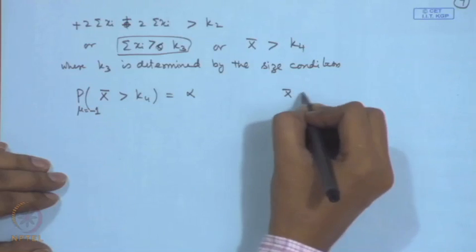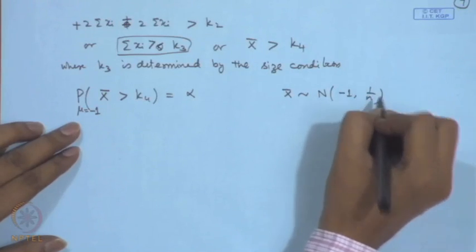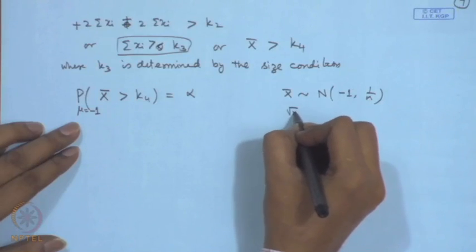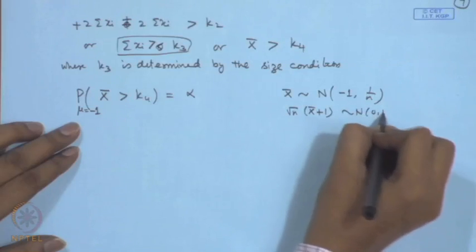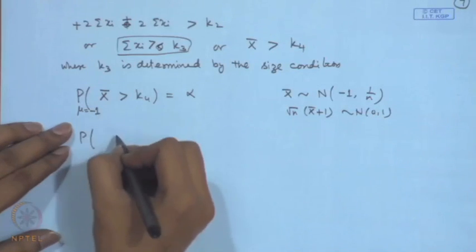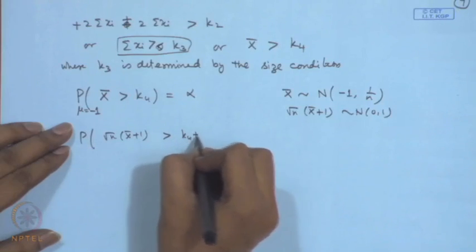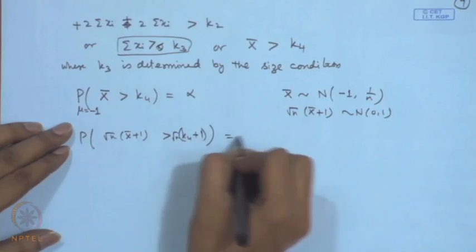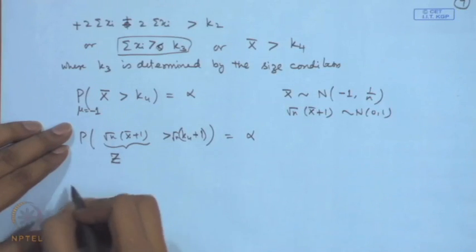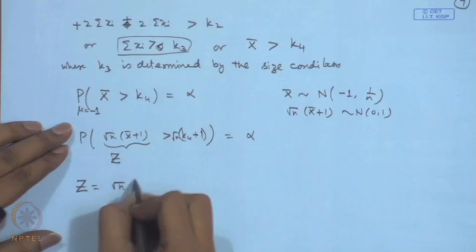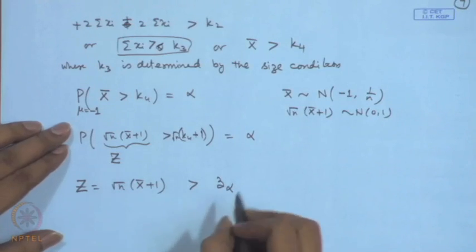Now, again x bar follows normal minus 1, 1 by n. So, we will get root n x bar minus (minus 1) following normal 0 1. So, this statement can then be written as root n x bar plus 1 greater than k 4 plus 1 into root n, that is equal to alpha. So, this is nothing but z. So, we can write z is equal to root n x bar plus 1 greater than z alpha.